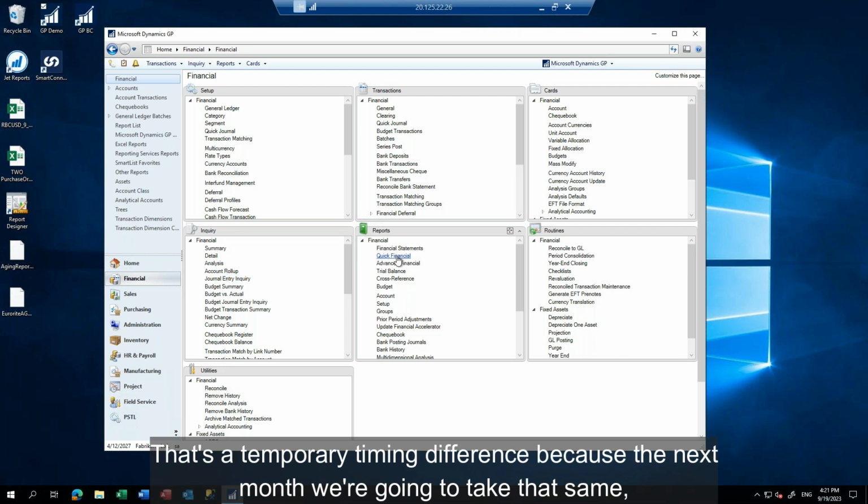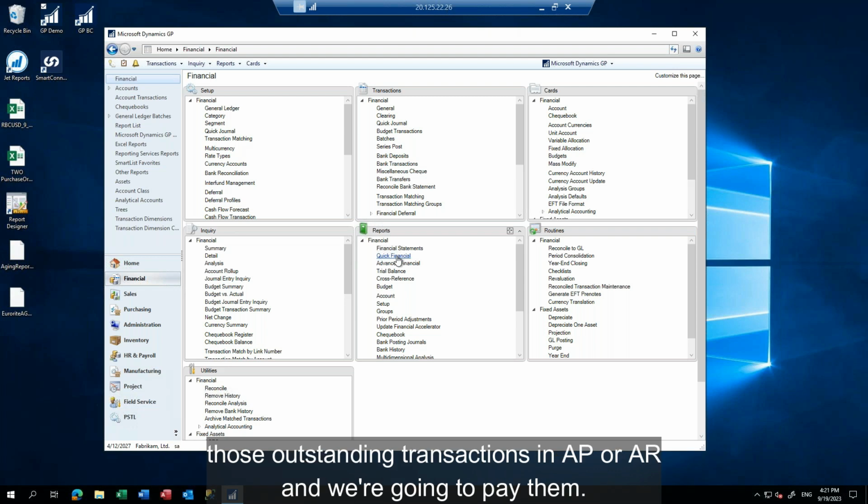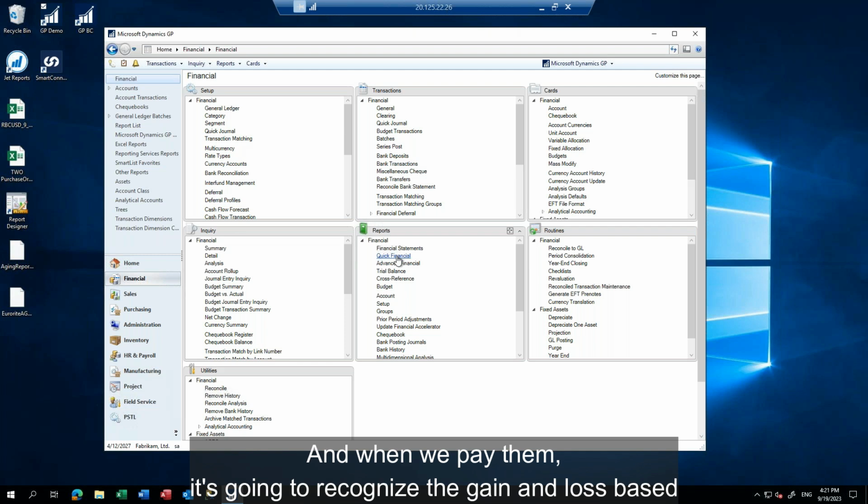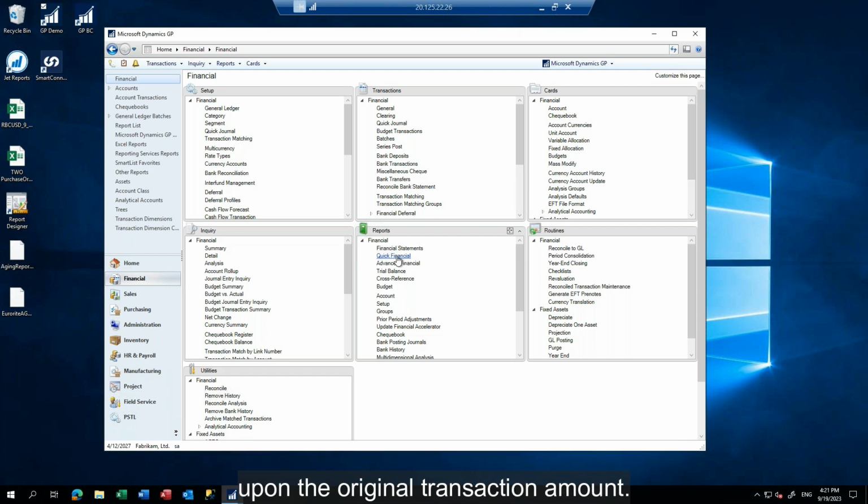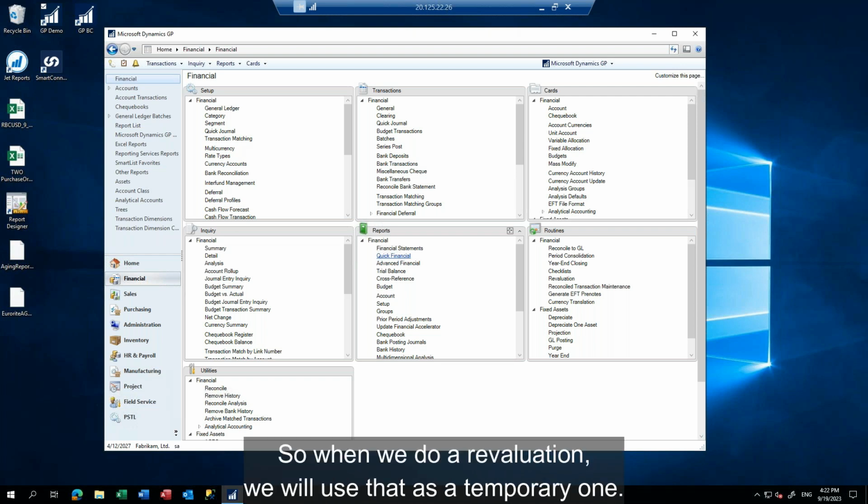That's a temporary timing difference because the next month we're going to take those outstanding transactions in AP or AR, and we're going to pay them. And when we pay them, it's going to recognize the gain and loss based upon the original transaction amount. So that's a temporary timing difference. So when we do a revaluation, we will use that as a temporary one.